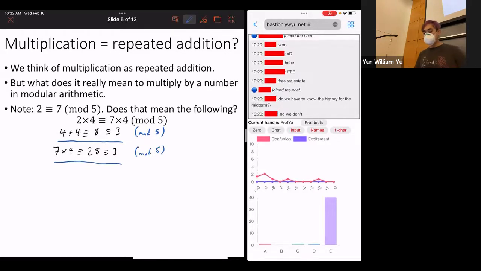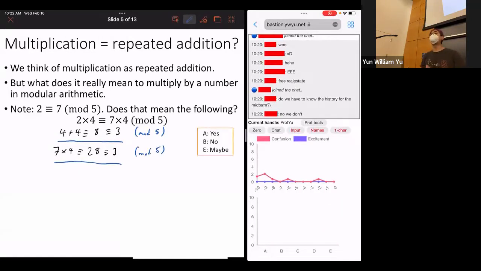So note that 2 is equivalent to 7 mod 5, but now you have to worry a little bit, right? Somehow when you were adding numbers together, you didn't have to worry about adding 2 or adding 7, because when you add the 5 in there, that's just equal to 0.